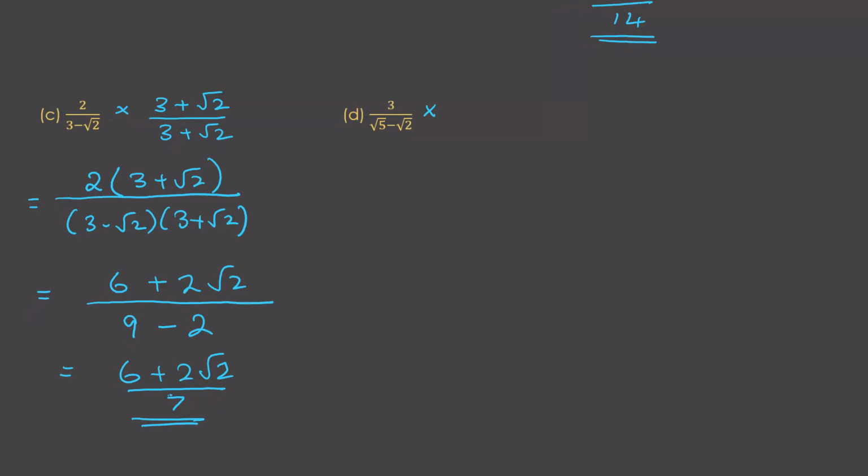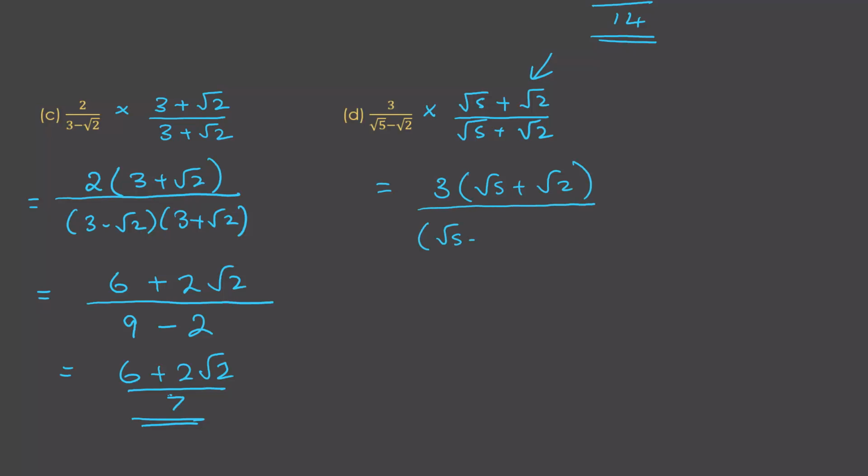So for this one, it should be fairly clear. If this is root 5 minus root 2, then I need to multiply by root 5 plus root 2 over root 5 plus root 2. Note again that this is just 1. So I'm going to have 3 root 5 plus root 2, and on the bottom I've got root 5 minus root 2 and root 5 plus root 2. The top is just 3 root 5 plus 3 root 2.